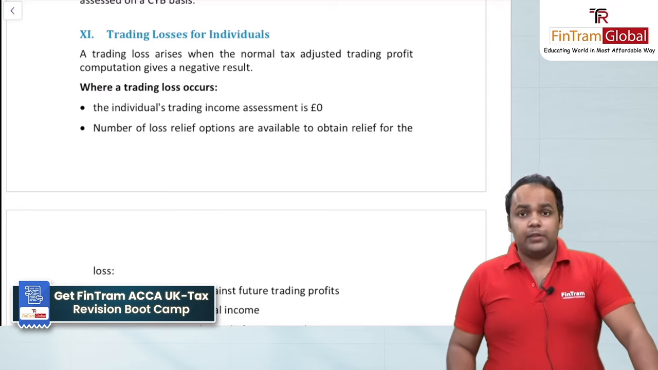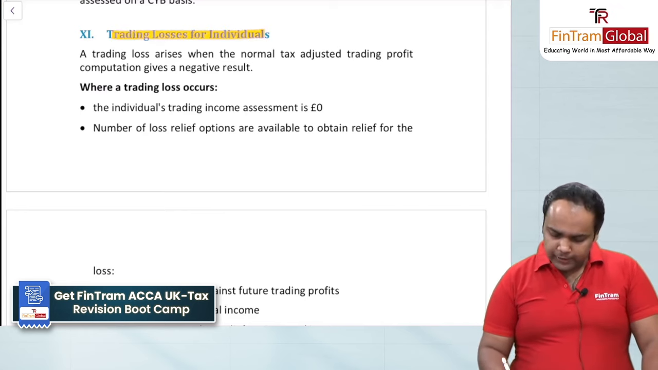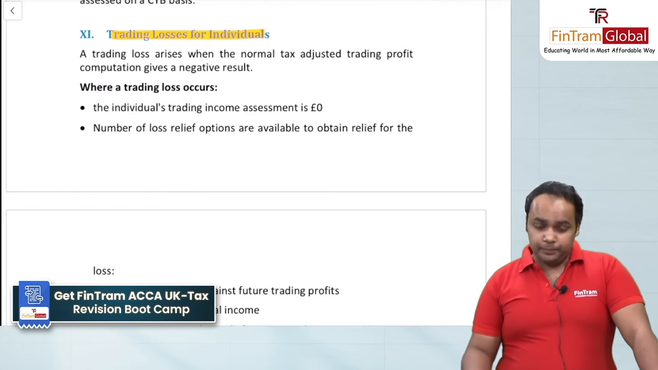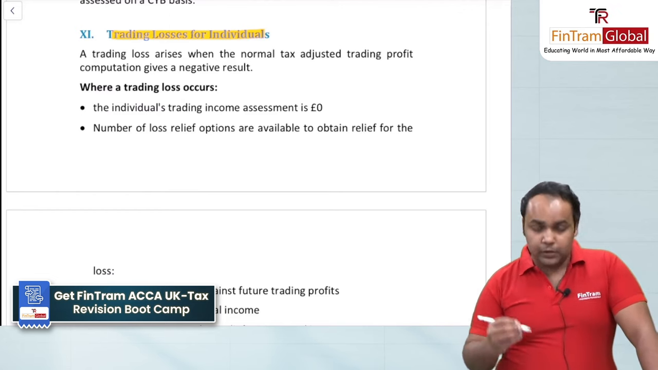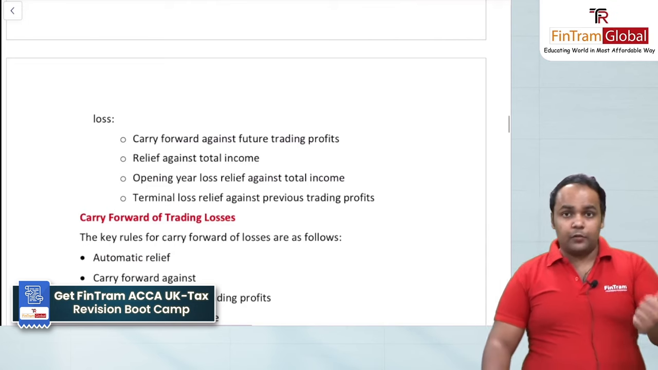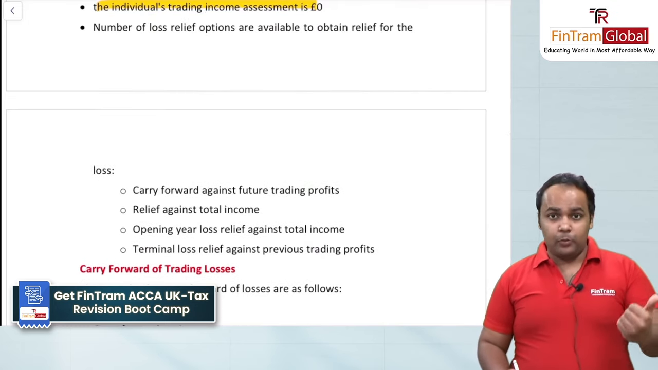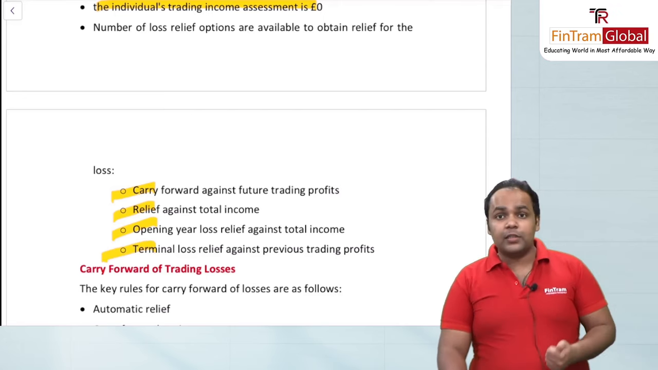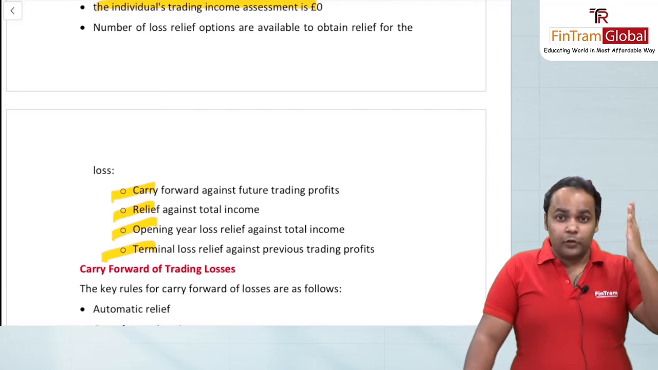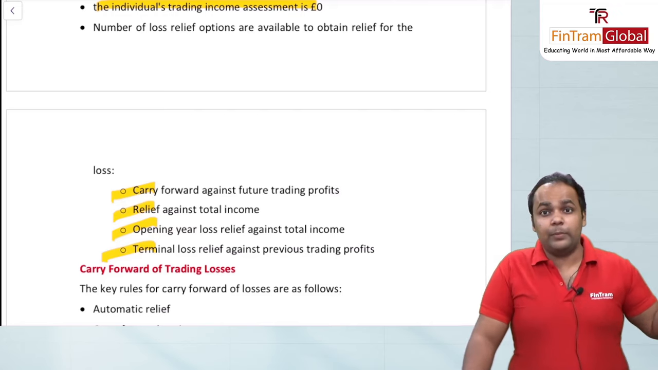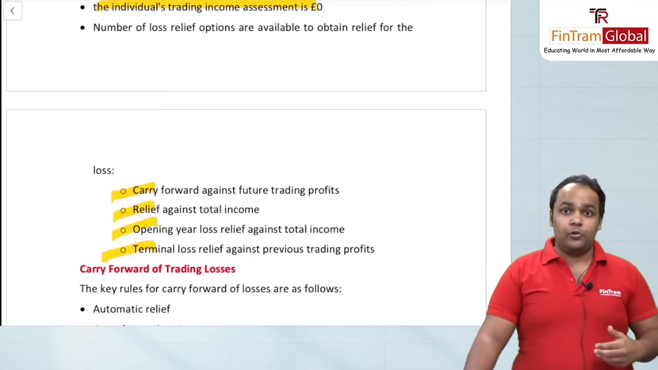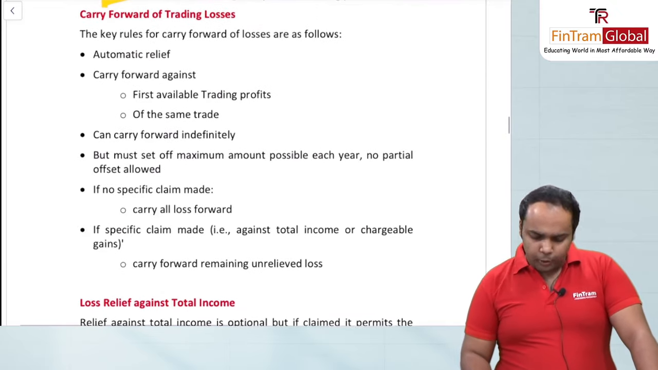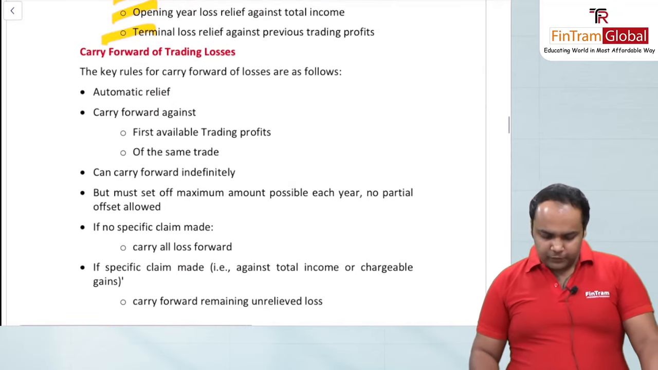So coming to trading losses for individuals, guys, again, a very, very important chapter, a sure shot in the exam, something that the examiner loves to test in ACCA. So it's important that you know all the aspects governing trading losses for an individual. So we know that when a trading loss occurs for an individual, the trading income is zero, and there are a number of loss relief options, which are carrying forward trading losses, relief against total income, relief against gains, opening year loss relief and terminal year loss relief. You need to know the features and the components, the claim dates and everything for each of these options. It can also be possible that a comparative analysis is asked for each of the options. So you need to know every aspect and every feature of all of these options to get the exam on point. So let's quickly revise all the elements for each of these options.